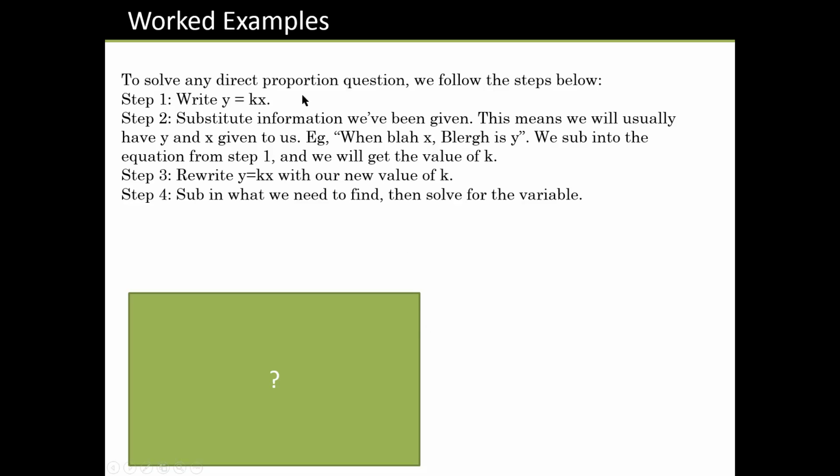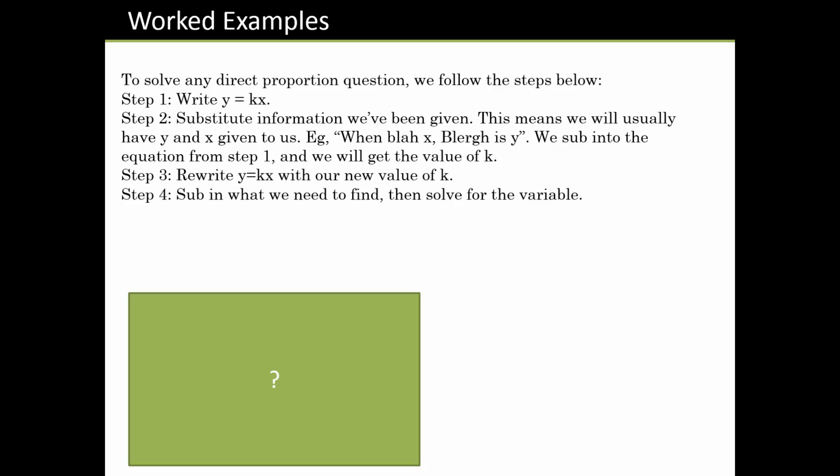So to solve any direct proportion question, we follow the steps below. Step 1, we write y is equal to kx. We always just write y is equal to kx. We just write this down. Step 2, substitute the information we've been given. This means we will usually have y and x given to us. For example, the question will be something like, when blah is x, blah is y. Okay, when speed is x, distance is y.